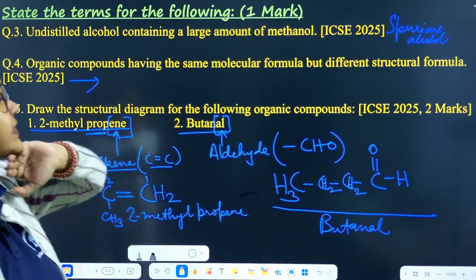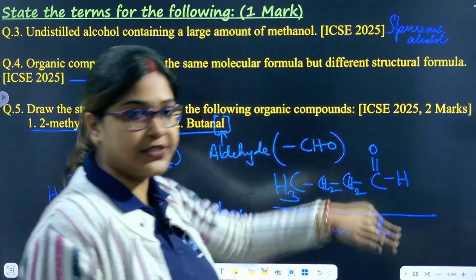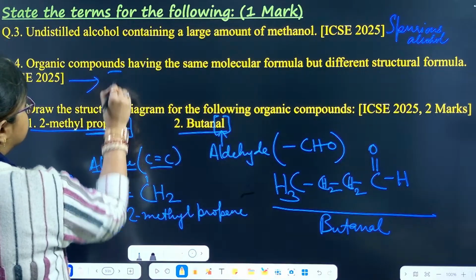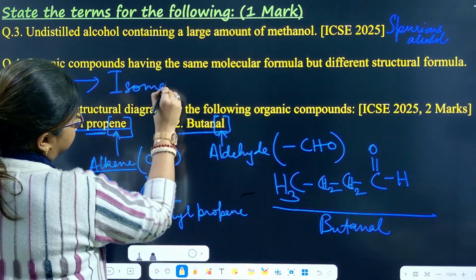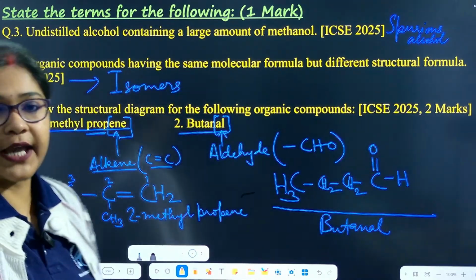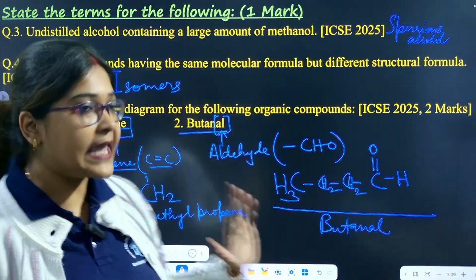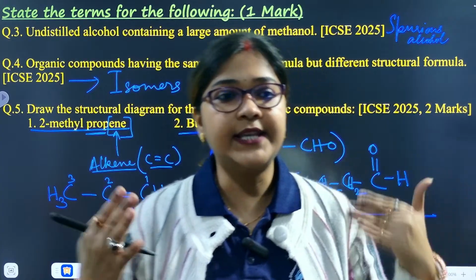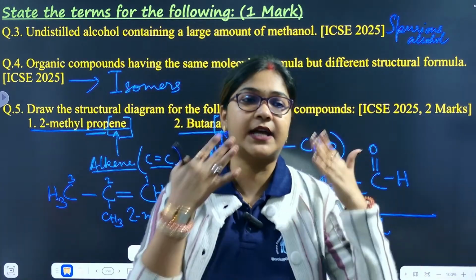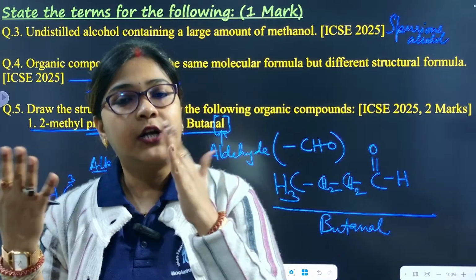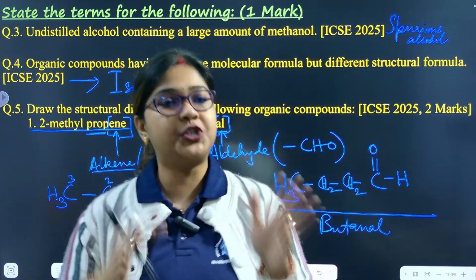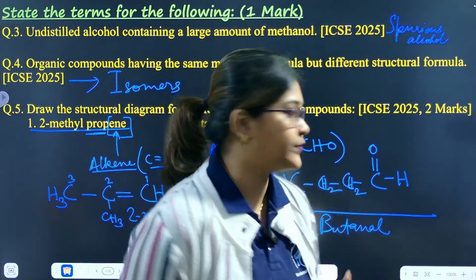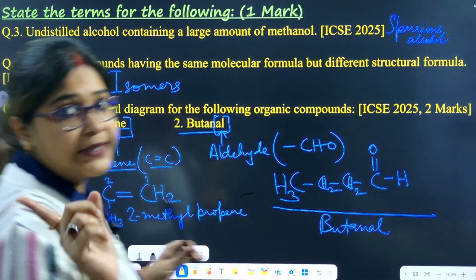Organic compounds having same molecular formula but different structural formula. This is isomers. Isomers are organic compounds which have same molecular formula but different structural formula. In isomers, there are categories. There are chain isomers, there are conformational isomers, positional isomers, etc. Okay, so please study them in details.